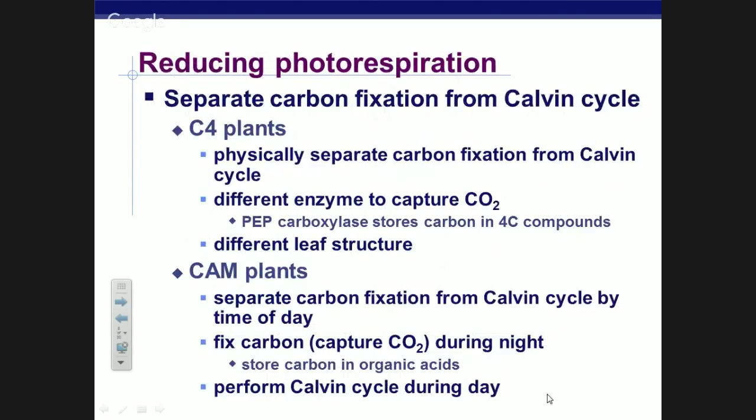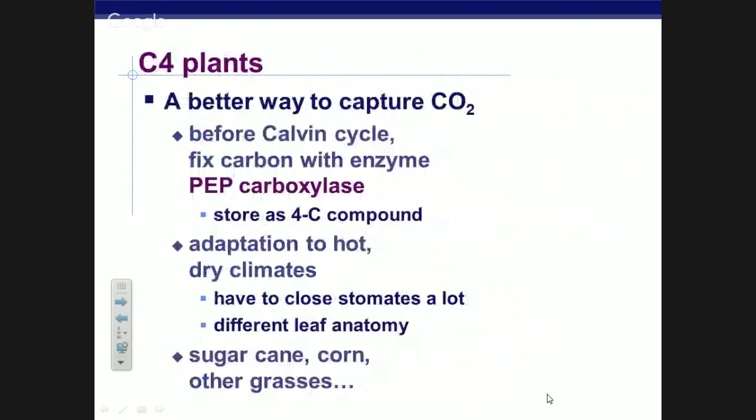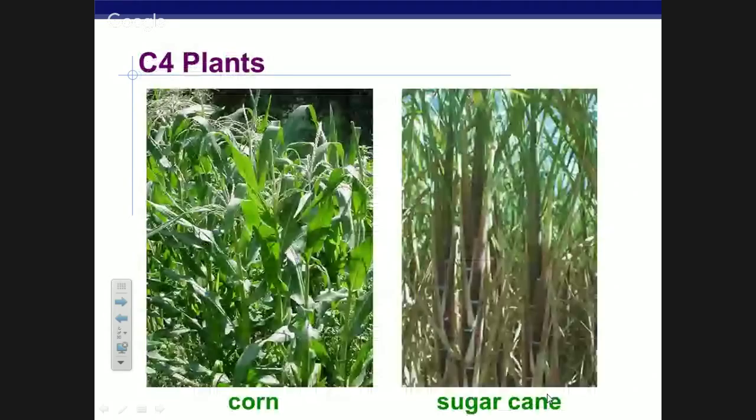Don't write this down right now. I have slides on all of them. So C4 plant examples are sugarcane and corn. These generally live in really arid climates. It's not like deserty, but it's really dry and hot.